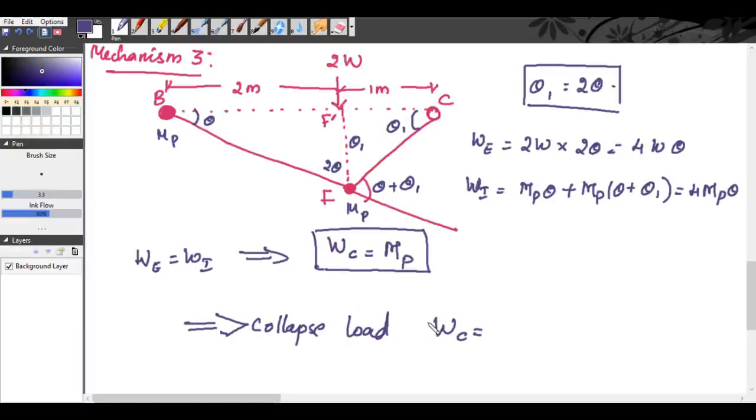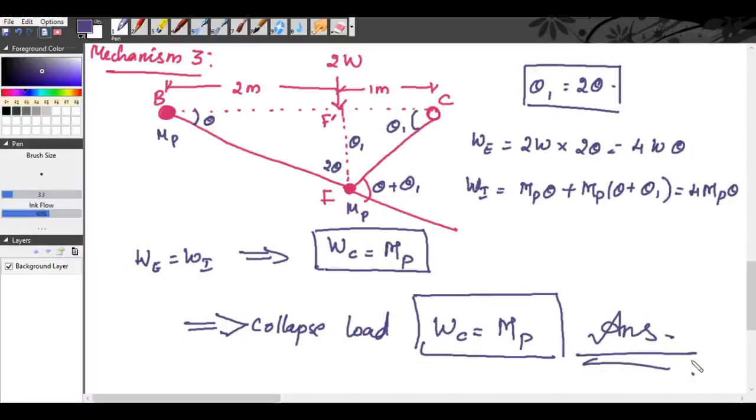That means your structure will withstand the least load. That is the meaning of that. So when you design the structure, you have to assume that with this load your structure will collapse. So that will be equal to MP. This is your answer.